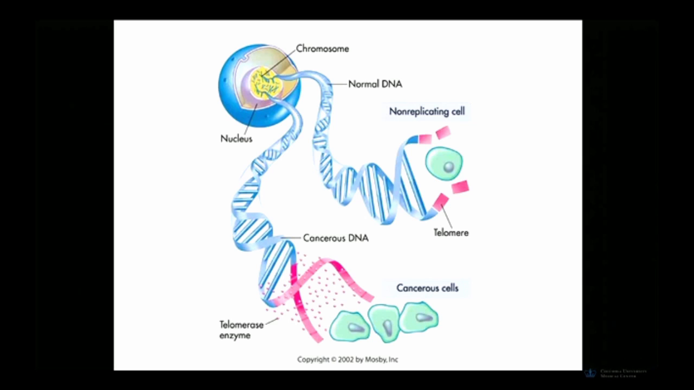So these telomeres, every time the DNA replicates, every time that cell divides and the DNA replicates, those telomeres get shorter. And the function of the enzyme telomerase is to rebuild those telomeres. But a cell's ability to produce telomerase progressively declines with the number of cell divisions it undergoes.